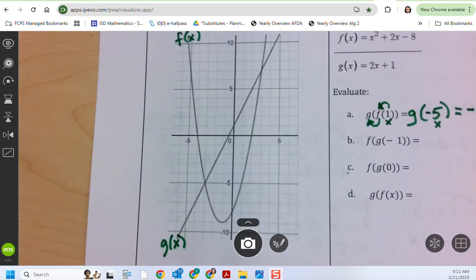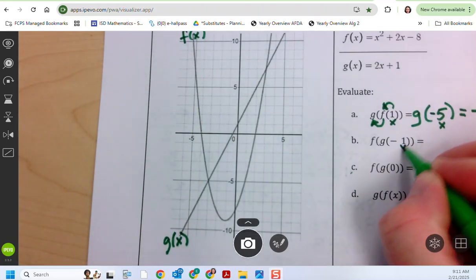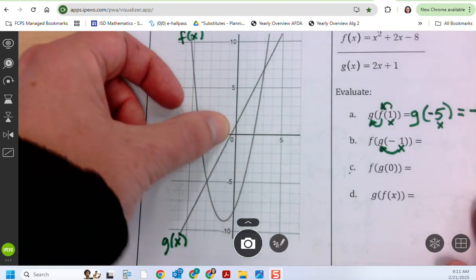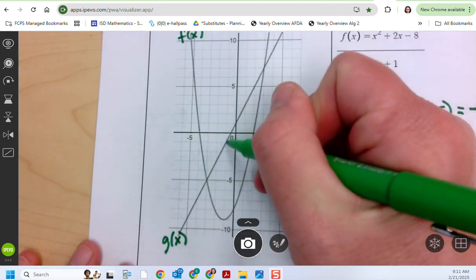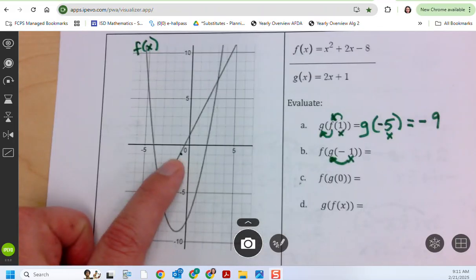Okay, I'm going to do one more with you guys, and then I'm going to ask you guys to do the next one. Be ready. Negative 1 is your x, and you're going to look at function g. So here's negative 1, and when I go to function g, it's like just down there at negative 1. No, over there on the right. Sorry.